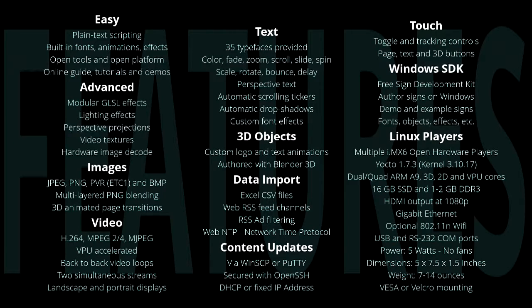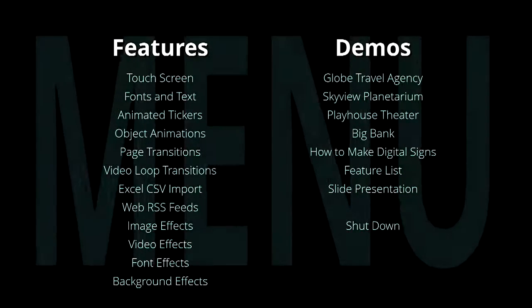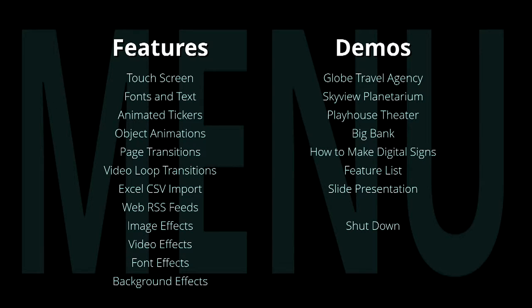Now, this is a single-page overview of all of the major features of the Lightwing platform, including the Sign Development Kit for Windows and the Linux players. There's a lot of information here. So for the rest of this demo, I'm going to walk through and demonstrate the major features individually, which are listed here on the left side of this menu page. Remember that you can run this demo for yourself once you have downloaded and installed the Lightwing SDK for Windows.